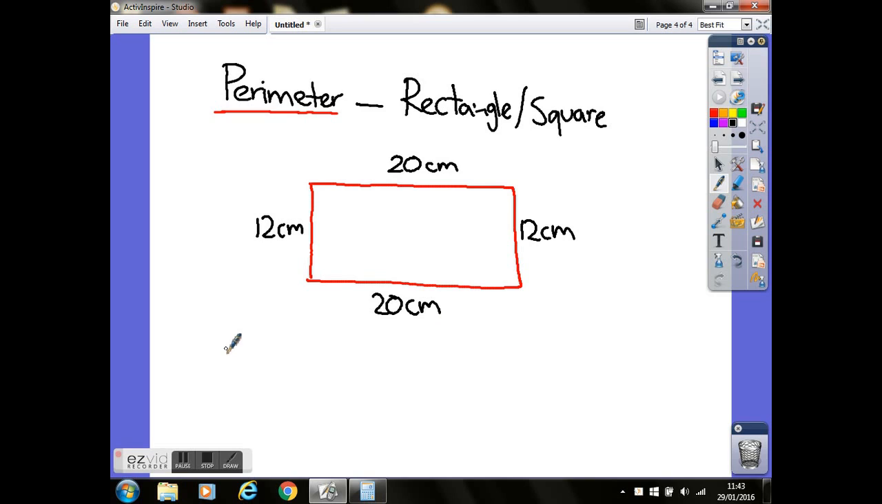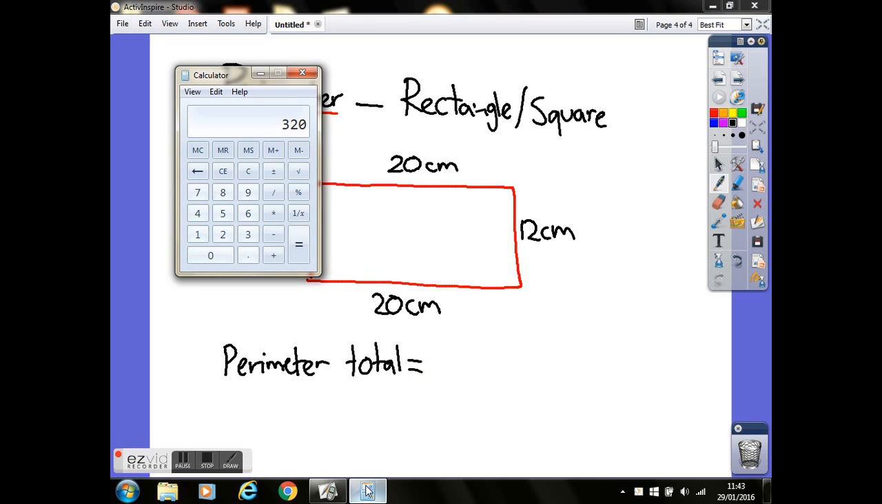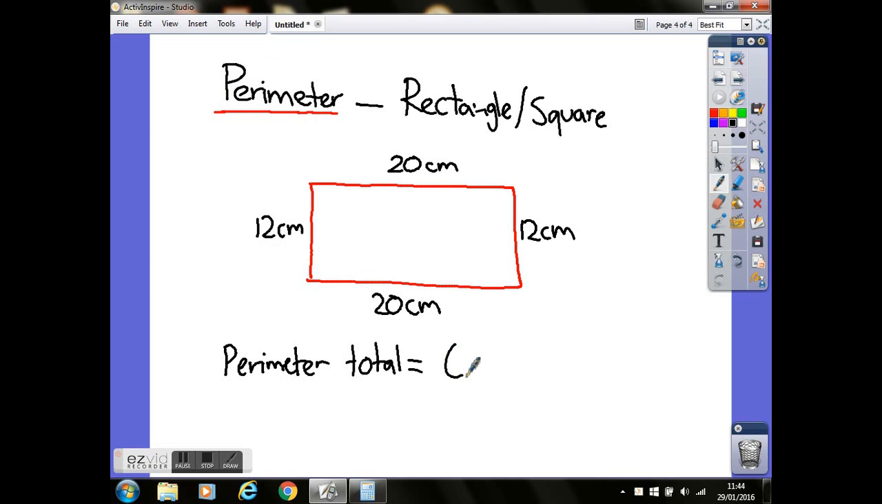So I'm just going to write perimeter total equals, so we bring the calculator up, so it's going to be 20 plus 12 plus another 20 plus another 12. That'll give you 64. So that's our answer, 64, and then put the units on, centimeters. That is all you have to do to find your answer for a perimeter if you've got a rectangle or a square as a basic shape.